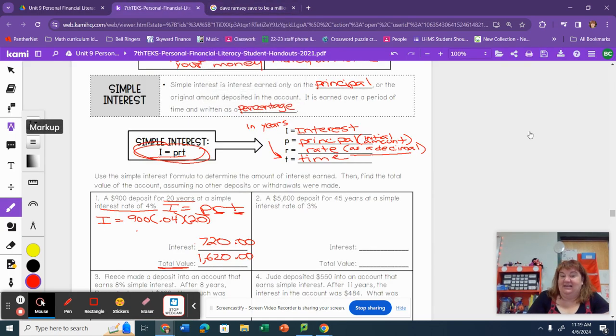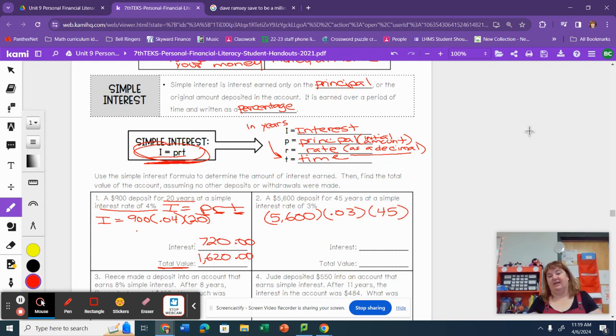So let's look at another investment. We're going to put $5,600. That's our principal. Our rate, because we're just doing this right here, is 0.03. And we're going to do it for 45 years. So let's do that on the calculator.